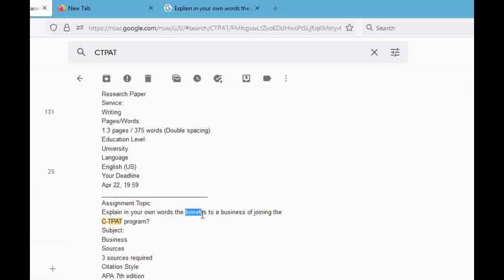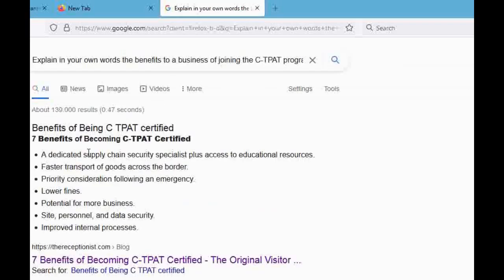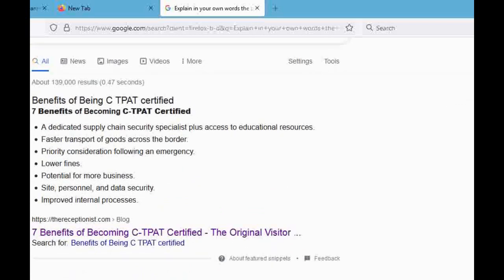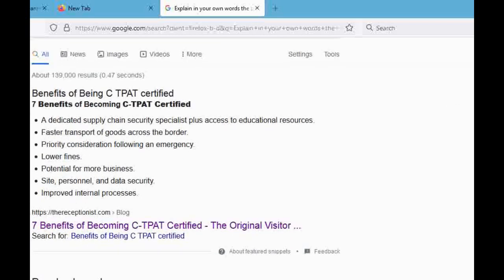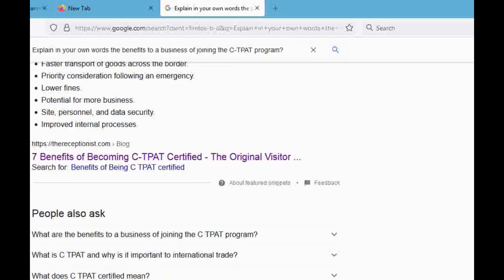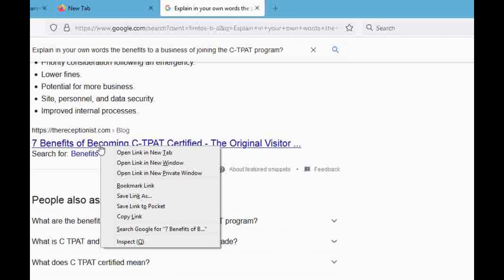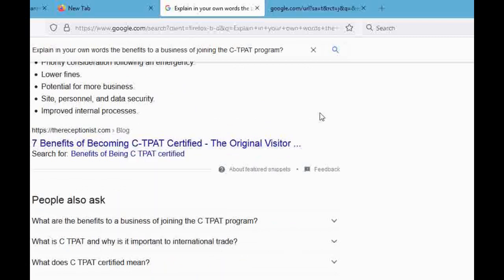Okay, so guys, I just typed this, and this is what you'll get from the internet. You can see it's really straightforward: benefits of being CTPAT certified. So that is the benefits that a business is getting if it has a CTPAT certificate, and I'm guessing, being a member of CTPAT. So what I do is open this link in a different tab, so that I can go back to that tab and see the information that link has.